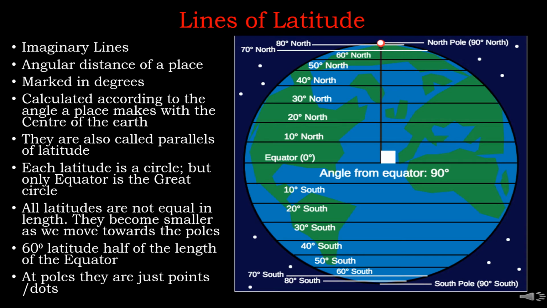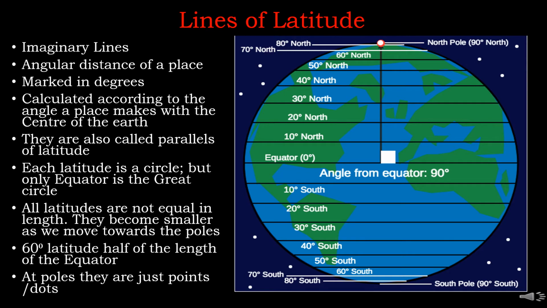Lines of latitude. What is latitude? Lines of latitude are the imaginary lines joining all places having the same latitude towards north or south of the equator. These are the angular distance of a place north or south of the equator. These are marked in degrees, with equator being 0 degrees. Latitudes are calculated according to the angle a place makes with the center of the circle.